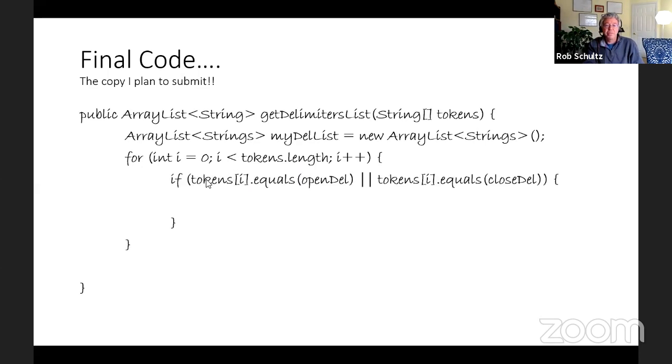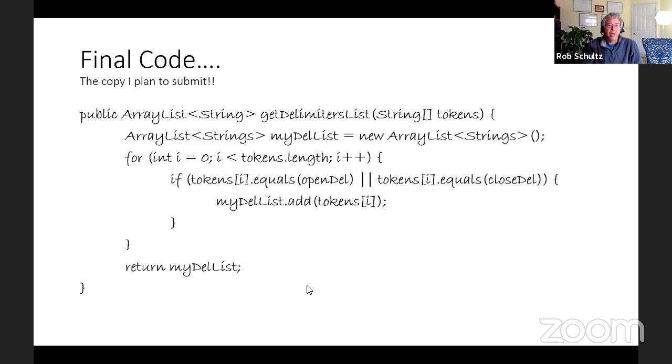We said that if the specific token we're looking at is equal to open del, or if the specific token we're looking at is equal to close del, then I would add it to my array list. And at the very end, after we've gone through our for loop, we have to return the array list. So here is what the code would look like based on the little roadmap that I put together.